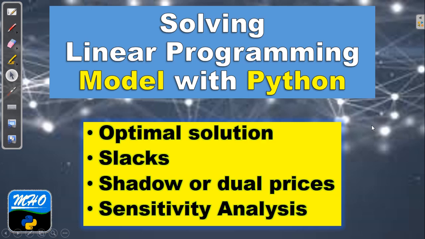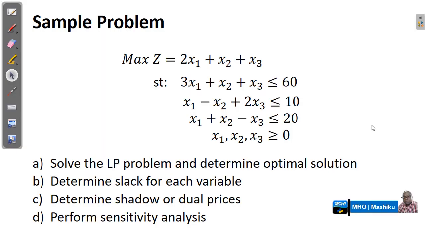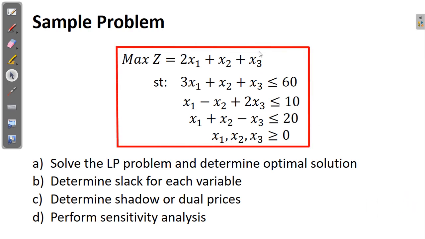So I have the illustrative example and we are going to use this example to see how we can solve the LP problems and determine the optimal solution, and also how we can determine the slack for each variable, determine the shadow or dual prices, and perform the sensitivity analysis. So this is what we are going to see in today's tutorial. Now let's start solving this problem using Python.